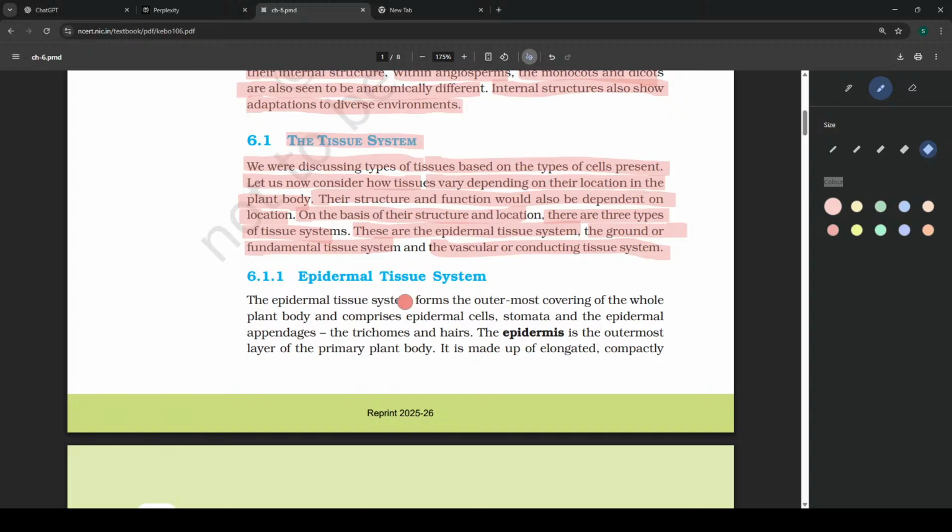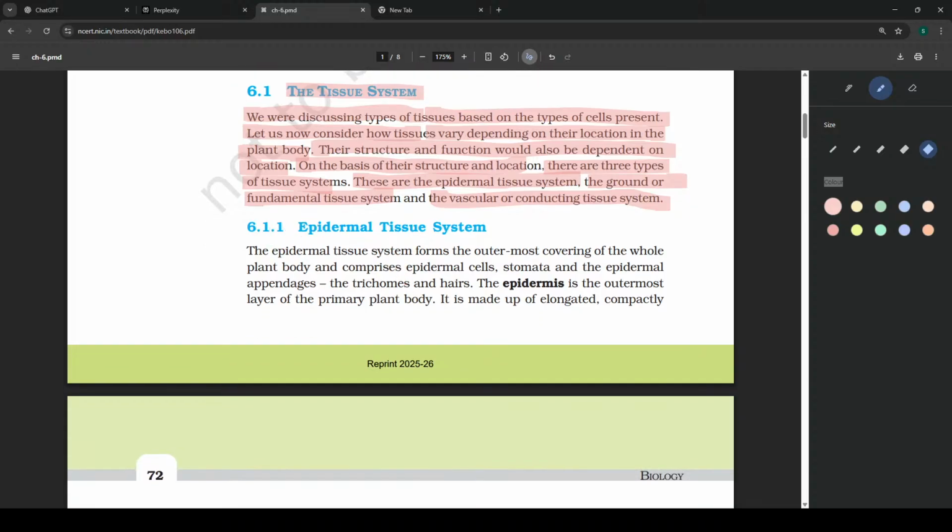Basically, in plants there are three types of tissue system. These are based on the function they perform, their structure, and their location. The first one is the epidermal tissue system. The second one is the ground or fundamental tissue system. The third one is the vascular system. Now let's go to the epidermal tissue system. The epidermal tissue system forms the outermost covering of the whole plant body and comprises epidermal cells, stomata, and the epidermal appendages, the trichomes and hairs.